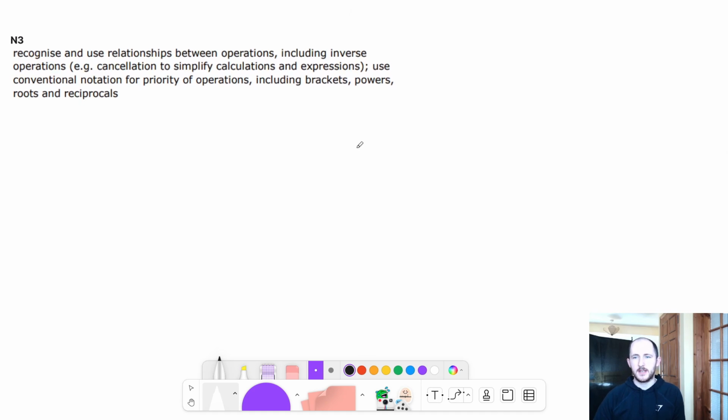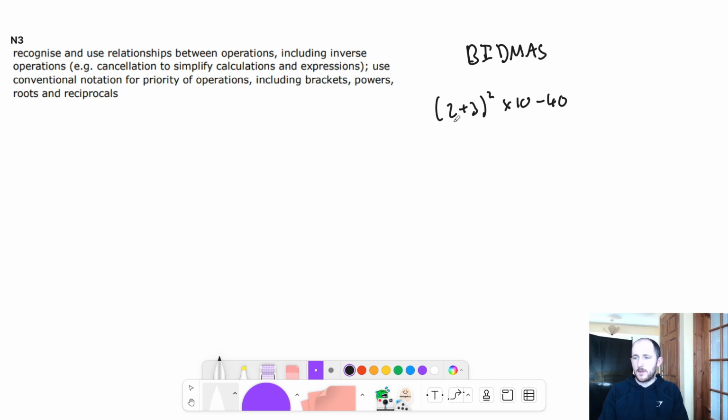You also need to recognize and use relationships between operations, including inverse operations, and use conventional notation for priority of operations. That sounds really fancy. Essentially, all they're looking at is BIDMAS. Okay, so for example, if you had something like 2 plus 3 squared minus 10 times 40, you should know which order to do these in. So actually, let me change that round slightly. Times 10 minus 40. So the B stands for brackets, so you first do any brackets that you have.